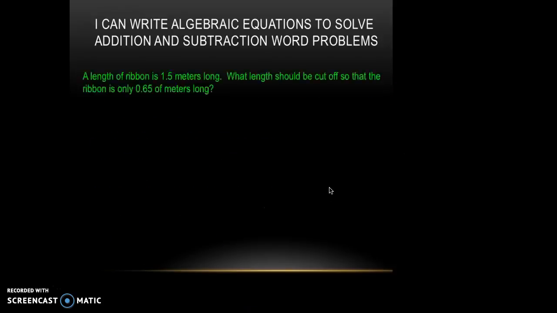Let's look at another one. A length of ribbon is 1.5 meters long, that's 1.5 meters. What length should be cut off so that the ribbon is only 65 hundredths of a meter long? So let's think about what our algebraic expression would look like. Okay, we know that we started with 1.5 meters, and we need to cut some of it off. We don't know how much, but we know it's going to be something in meters, so we're going to use the letter M, so that when we're done, we're going to be left with 65 hundredths of a meter.